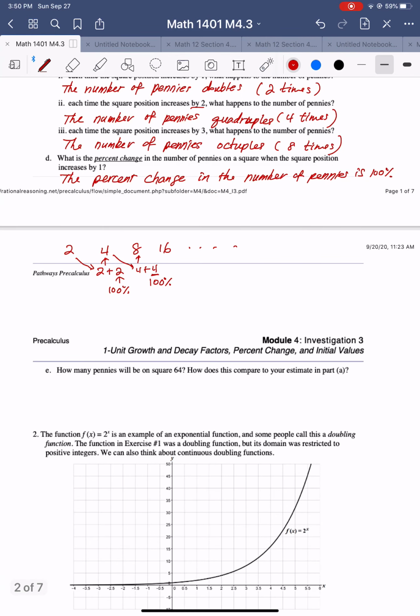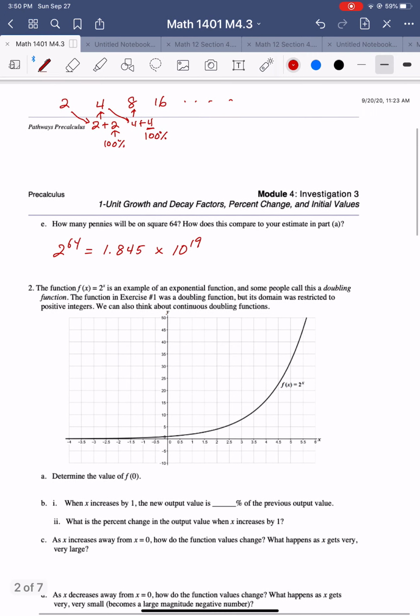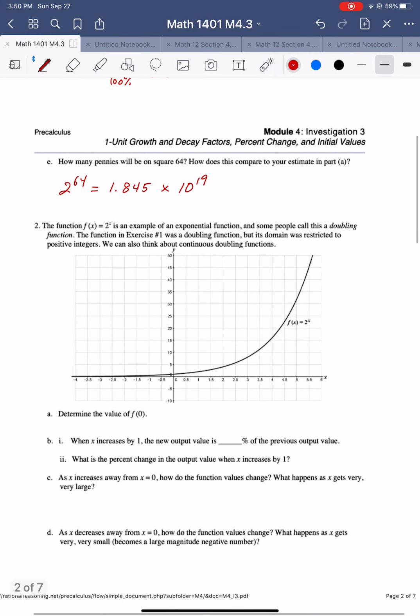Now E: how many pennies will be on square 64? It becomes 2^64. When you write it, you use scientific notation, so it's about 8.45 times 10 to the 19th. Okay, all right. Now I need to go to number 6.